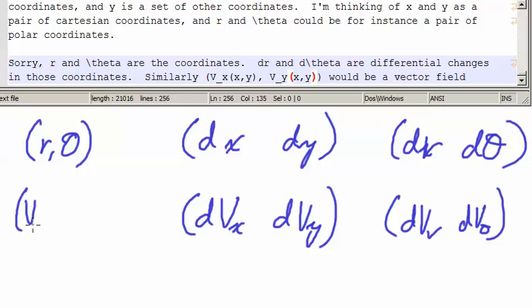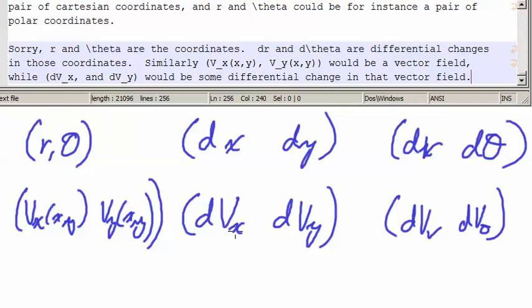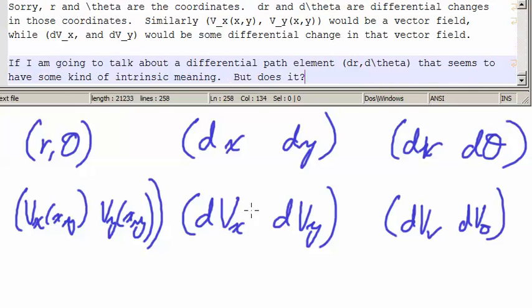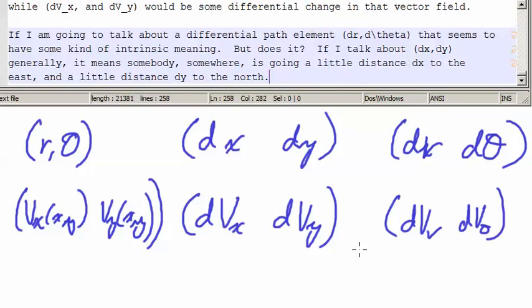Similarly, v sub x of x comma y and v sub y of x comma y would be a vector field, while dv sub x and dv sub y would be some differential change in that vector field. If I'm going to talk about a differential path element, dr d theta, that seems to have some kind of intrinsic meaning. But does it? If I talk about dx dy, generally it means somebody, somewhere, is going a little distance dx to the east and a little distance dy to the north.